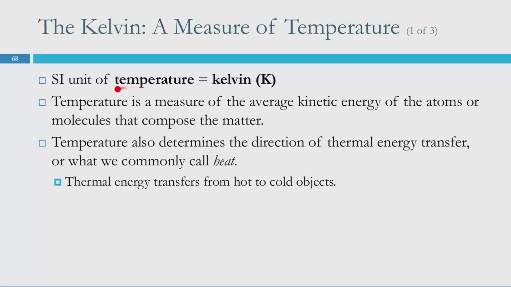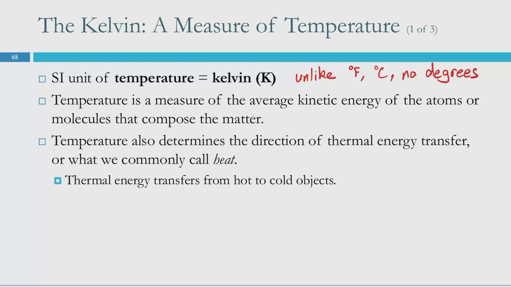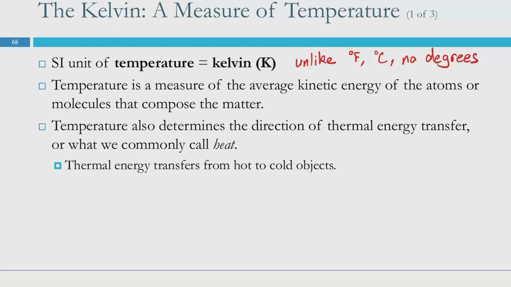Our SI unit of temperature, how hot something is, Kelvin. Other units of temperature that you might know of, the other two big ones, degrees Fahrenheit and degrees Celsius. Kelvin does not have degrees. It's just kelvins. So there's no little 0 in the top left corner. We don't have a degree sign in there. It's just Kelvin. Temperature is a measure of kinetic energy.